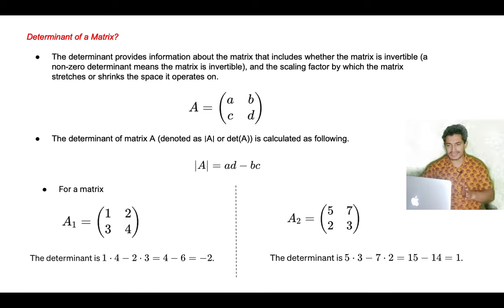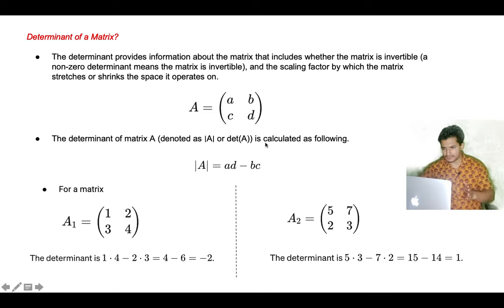But for this slide, let's understand how a determinant is calculated and what is the significance of the determinant. We'll keep it to the next slide. So the determinant of a matrix is calculated using A into D minus B into C. So A, D minus B, C for a 2 cross 2 matrix, and similarly the formula can be extended for 3, 4 and higher dimension matrices.